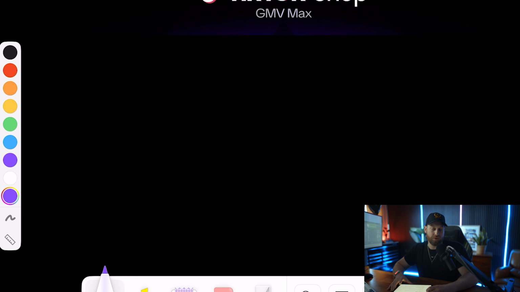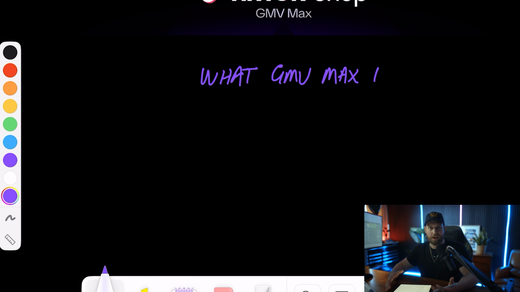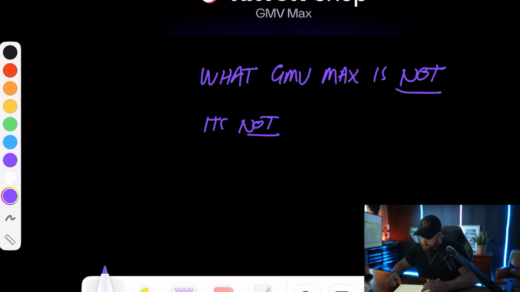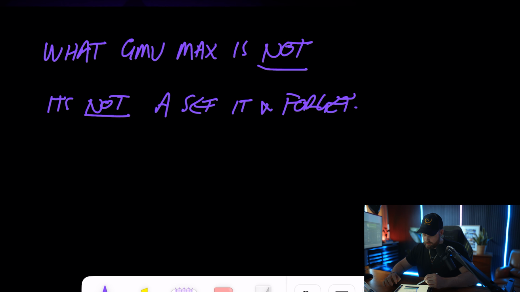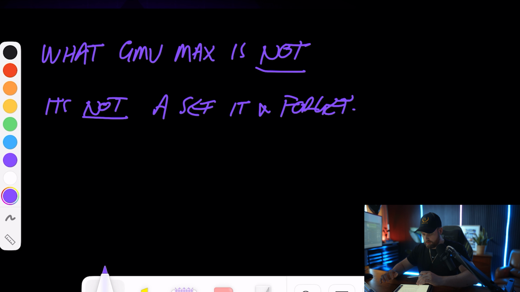So the first thing that I wanted to touch on is what GMV Max is not. This will help us understand what it is. It's not a set it and forget it platform. You can't just turn on GMV Max and expect it to convert profitably. Now, in the campaign setup, it's very straightforward. There's not a lot you have to do, but there's many other elements around this that we're going to talk about in order for you to help get GMV Max spending and help it get higher ROI.